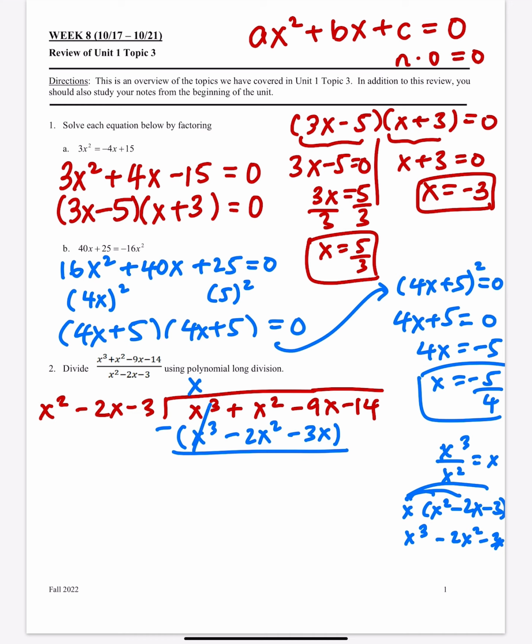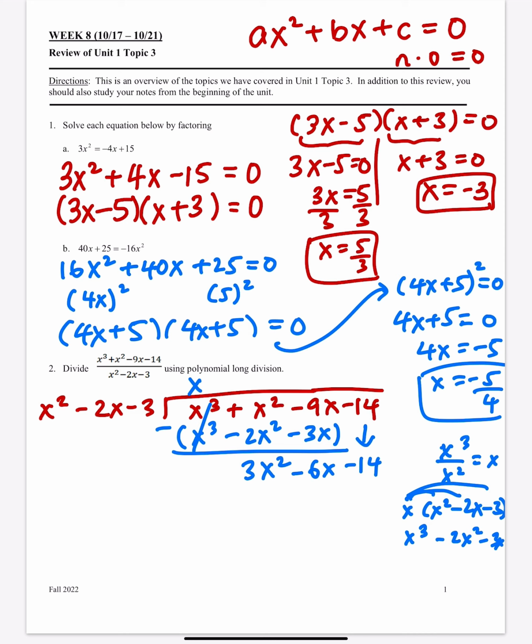x squared minus negative 2x squared, that's like the inverse of subtraction, which is addition. So it's x squared really plus 2x squared, which gives us 3x squared. This will be negative 9x minus negative 3x, which is like saying negative 9x plus 3x, which is negative 6x. And we need to make sure that we drop down the negative 14. So we drop down the next term, and we repeat this process again.